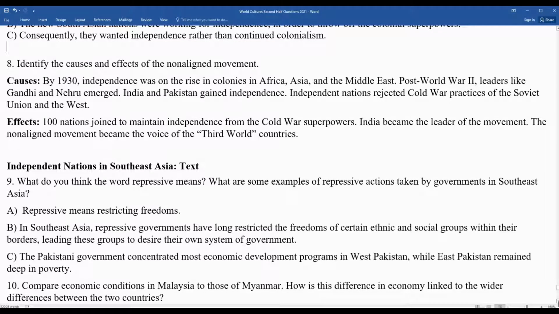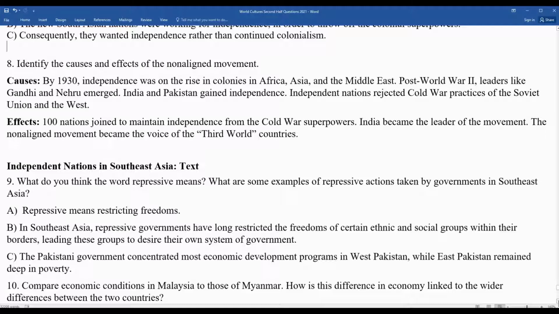Nine. What do you think the word repressive means? What are some examples of repressive actions taken by governments in Southeast Asia? Repressive usually references, especially in terms of governmental policies, repressing or restricting freedoms. In Southeast Asia, repressive governments have long resisted the freedoms of certain ethnic and social groups within their borders, leading these groups to desire their own system of government.